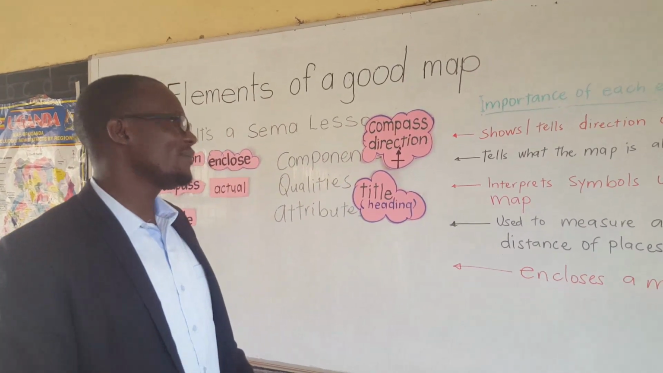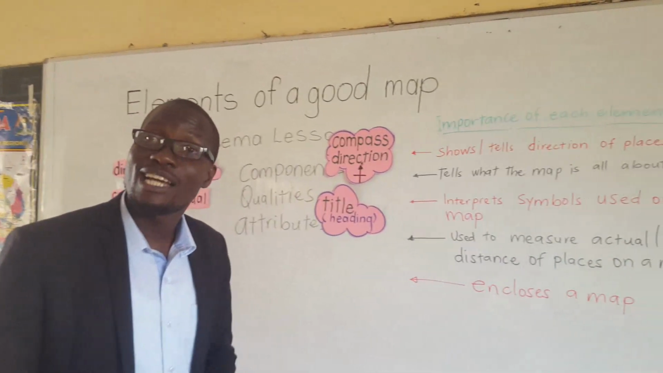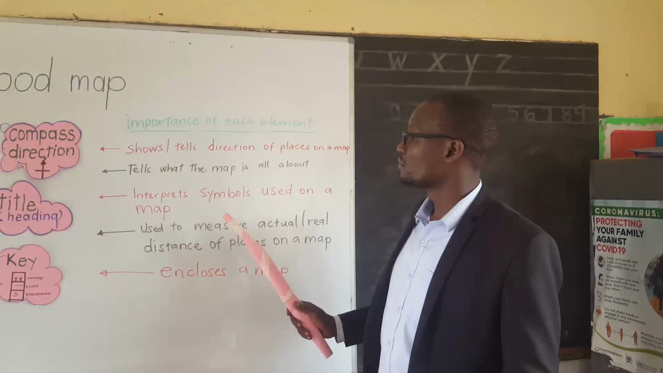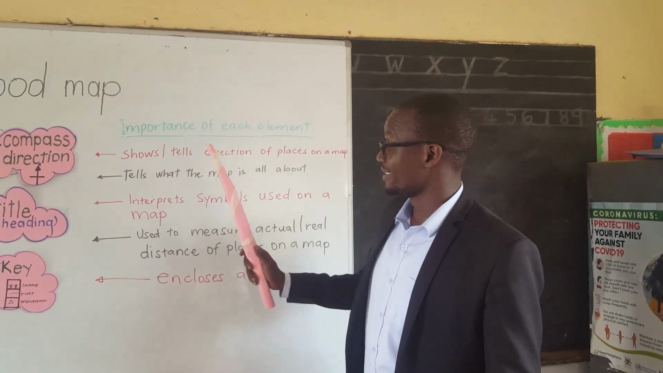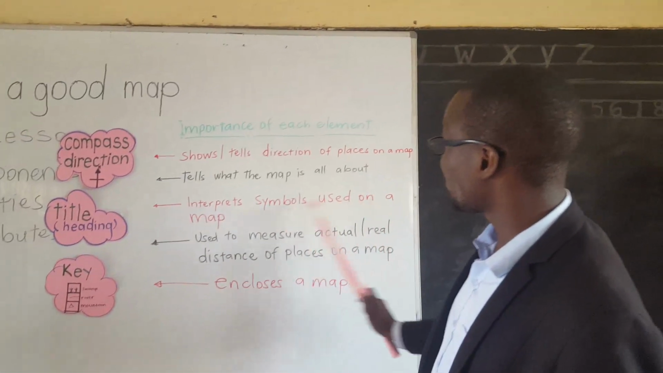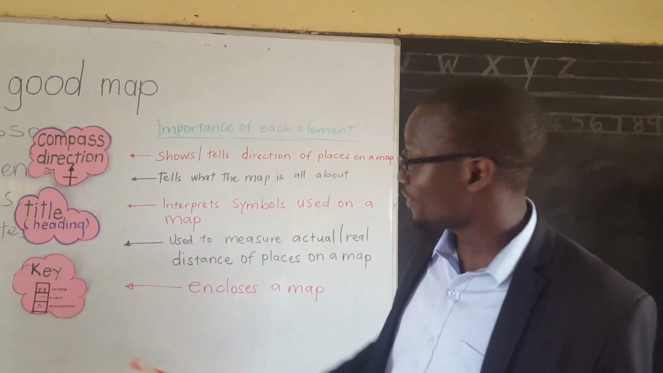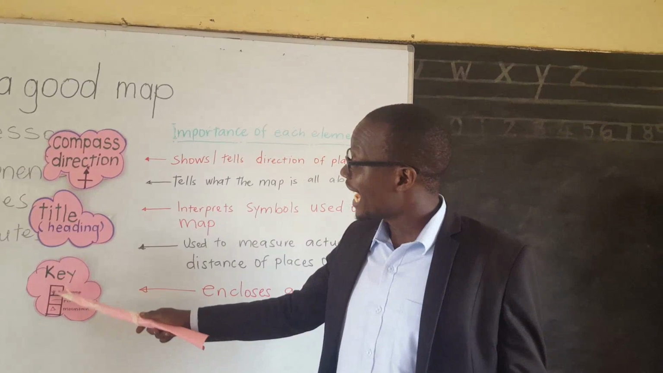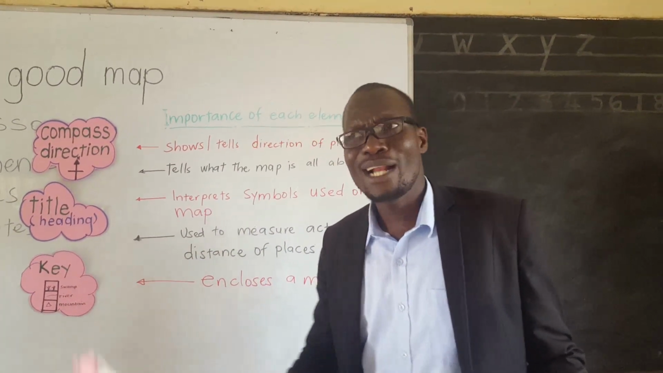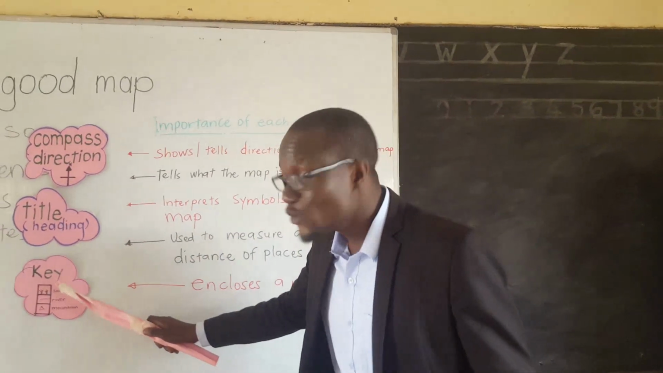Now, there is an element that interprets symbols used on a map. Of course, this element has symbols and colors with their meaning. An element that interprets symbols used on a map is a key. Of course, it is the key to interpret symbols because it has symbols and what they mean properly relayed. If you want to see what this symbol means, you go to the key. What does this color represent? You go to the key.